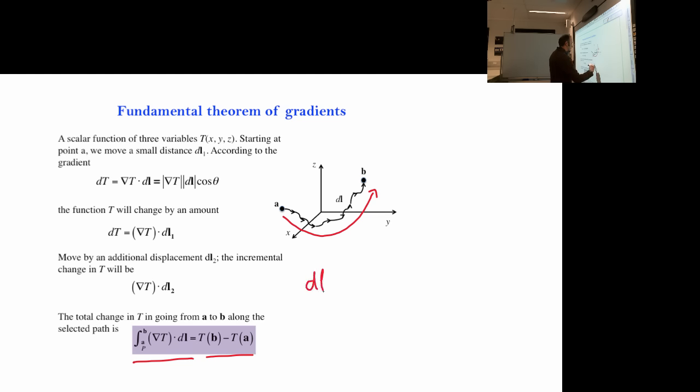Now we just have to recall what our infinitesimal displacement vector is. So dl is equal to dx x hat plus dy y hat plus dz z hat. So what we're going to do is just look at an example of this.